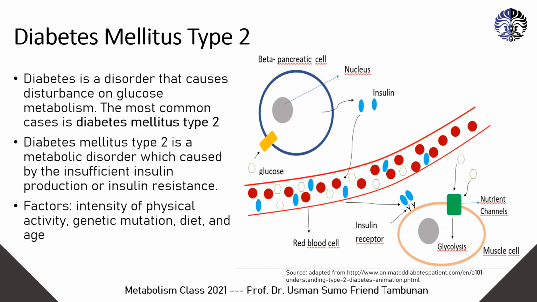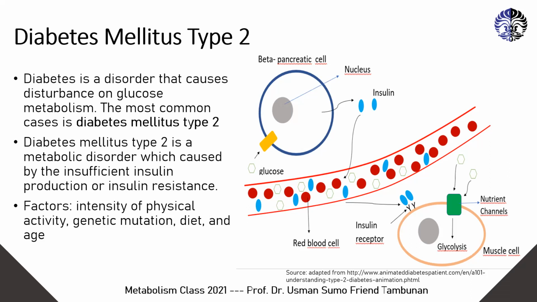Diabetes mellitus type 2. Diabetes is a disorder that causes disturbance in glucose metabolism. The most common case is diabetes mellitus type 2. Diabetes mellitus type 2 is a metabolic disorder caused by insufficient insulin production or insulin resistance. In the normal case, insulin is produced by healthy pancreatic beta cells in a normal concentration.